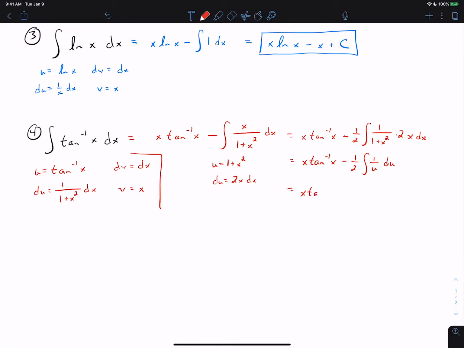That's then the natural log of the absolute value of u. And we get x inverse tangent of x minus 1/2 log of 1 plus x squared plus c. It's okay to drop the absolute value because we know that 1 plus x squared has to be positive. And so this is the antiderivative of inverse tangent x.